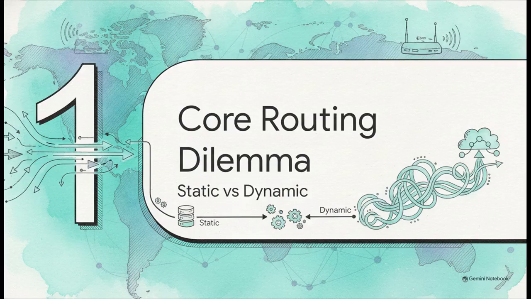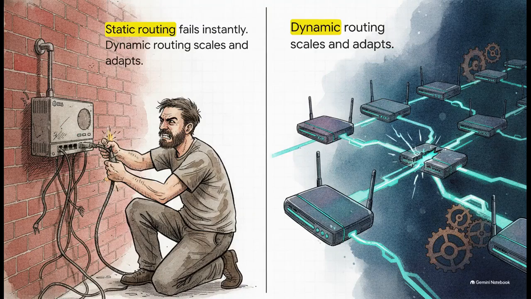The core routing dilemma. So there is a stark contrast between static and dynamic routing. Static routes, sure, they're fine if you just have a tiny stub network, a single router with one upstream connection to an ISP. But the moment you start dealing with complex enterprise environments, static routing fails instantly if a link goes down simply because it requires manual human intervention. Dynamic protocols are absolutely essential because they automate the exchange of all that reachability information. They calculate paths automatically, they seamlessly adapt when links fail, and they can scale to thousands of routers without you having to lift a single finger.